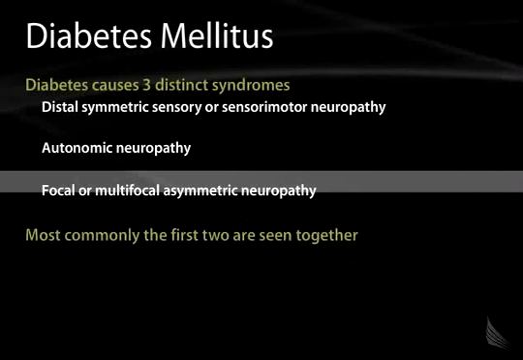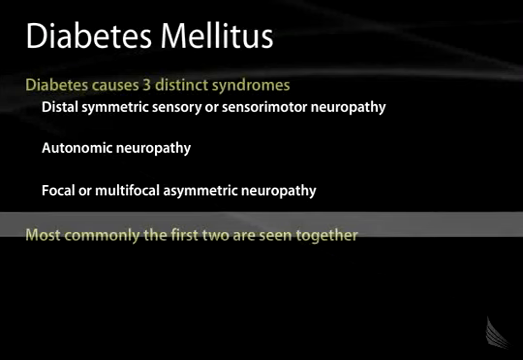focal or multifocal asymmetric neuropathies can occur, where the patient could, for example, have a Bell's palsy or a unilateral third nerve palsy. This, in this case, would be a pupil-sparing third nerve palsy, as opposed to a pupil-involving third nerve palsy, which would be due to an aneurysm. Most commonly, the first two, the distal symmetric sensory or sensory motor neuropathy and autonomic neuropathies, are seen together.